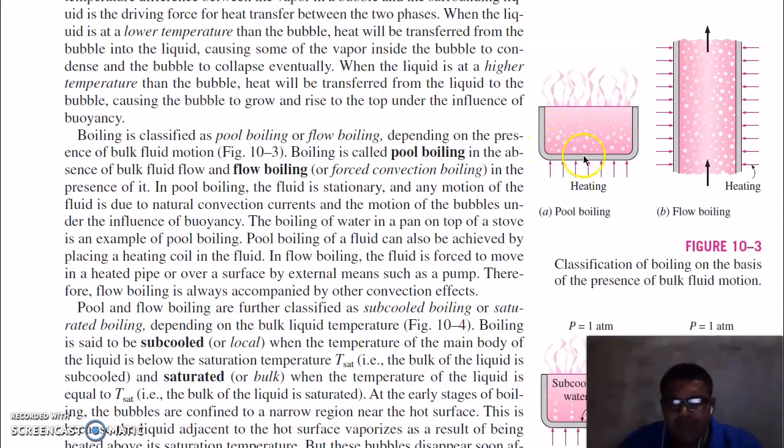Boiling is classified as pool boiling or flow boiling depending on the presence of bulk fluid motion. Boiling is called pool boiling in the absence of bulk fluid motion, and flow boiling in the presence of it. In pool boiling, the fluid is stationary and any motion of the fluid is due to natural convection currents, while in flow boiling, the fluid is forced to flow in a heated pipe or over a surface by external means such as a pump, and heat is supplied from the pipe. Therefore, flow boiling is always accompanied by other convection effects.